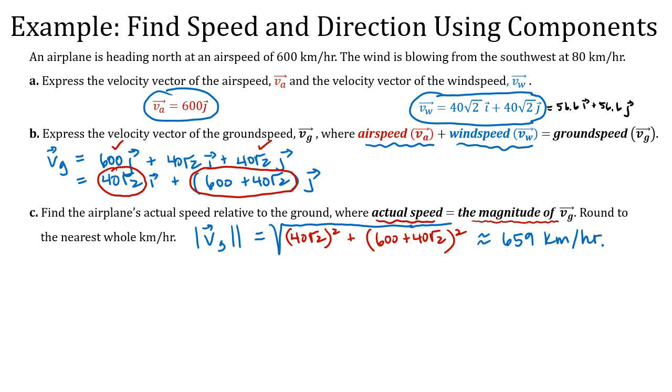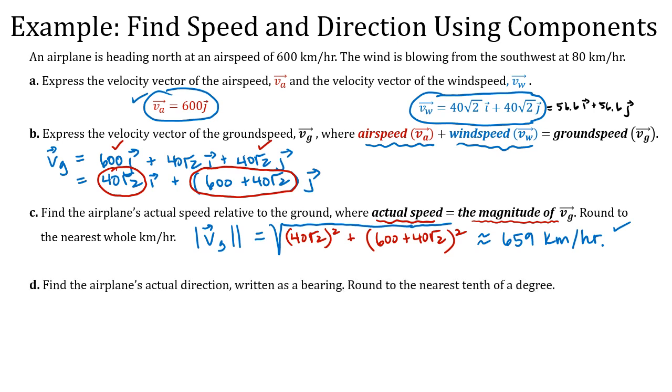Now remember, the plane started at 600 kilometers per hour, and it looks like that wind sped it up just a little bit, didn't it? And that feels believable. Usually I expect a number that's within plus or minus that area. Okay, the last thing to figure out is what has happened to the plane's direction? And we want to write that as a bearing.